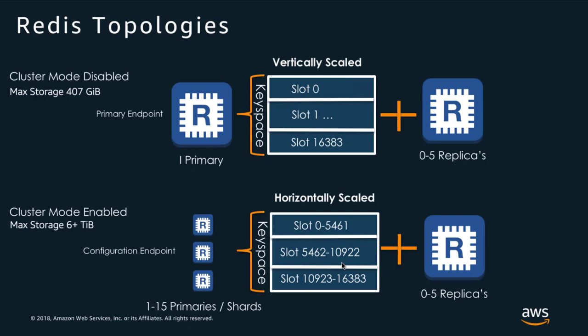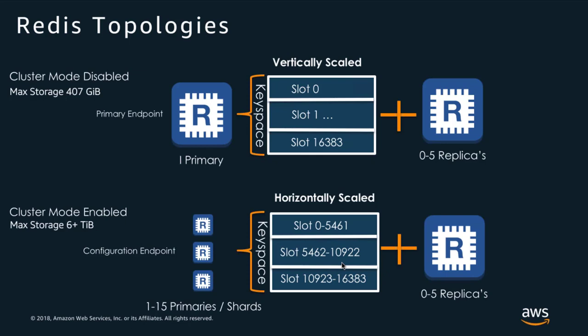So I briefly mentioned the Redis cluster mode a couple of times, but just to level set as we go deeper, with Redis there are two topologies available. Both are compatible with open source Redis, and ElastiCache offers the cluster mode disabled topology and cluster mode enabled.